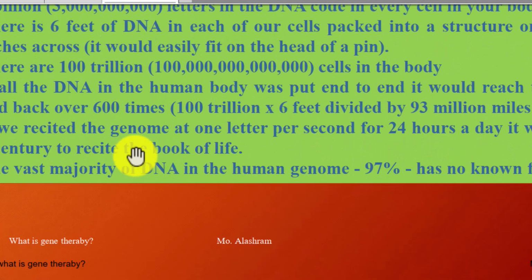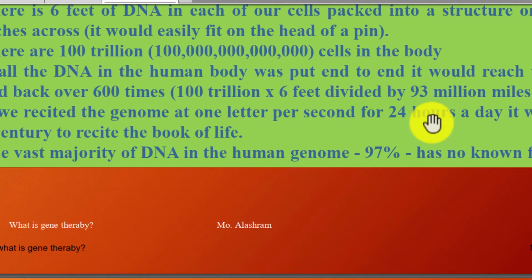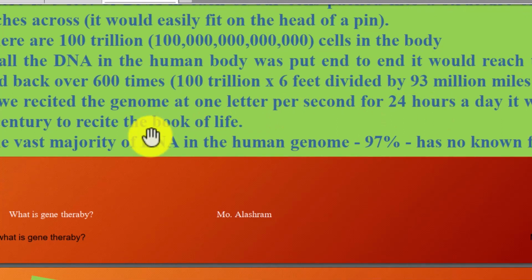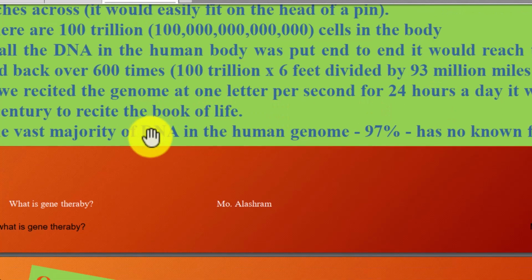If all the DNA in the human body was put end to end, it would reach the sun and back over 6 times: 100 trillion cells times 6 feet of DNA per cell, about 93 billion miles. If we read the genome at 1 letter per second, 24 hours a day, it would take a century to read the book of life.